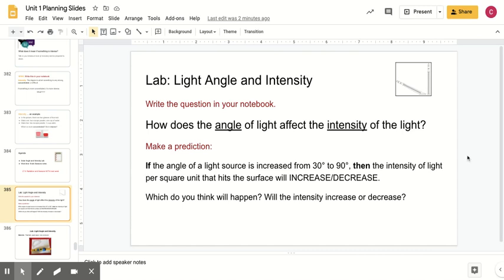So, looking at the picture in the upper right hand corner, if I am holding a flashlight at an angle of 30 degrees, and then I increase the angle. Here's 30 degrees on the left. And then I increase the angle to 90 degrees, which is the picture on the right. Will the intensity of light, or the concentration of light that hits the surface, increase or decrease?